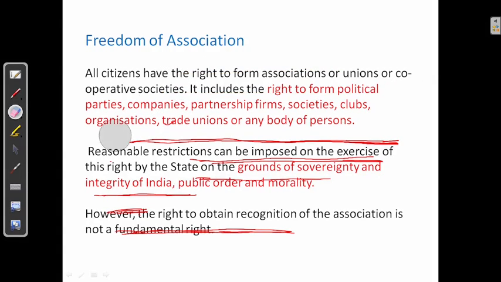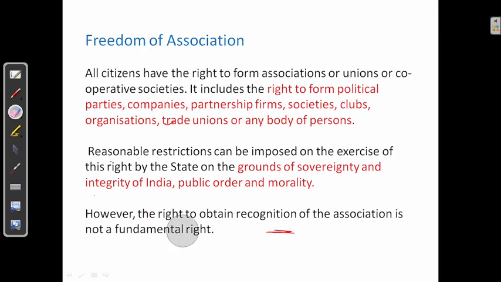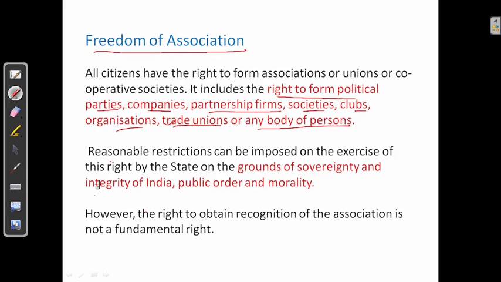Next, freedom of association. All citizens have the right to form associations or unions or cooperative societies. It includes the right to form political parties, companies, partnership firms, societies, clubs, organizations, trade unions, or any body of persons. This is under freedom of association. However, there are some reasonable restrictions. This can be imposed on the exercise of this right by the state on the grounds of sovereignty and integrity of India, public order, and morality. Reasonable restrictions are imposed under 3 grounds. What are they? Sovereignty and integrity of India, public order, and morality.